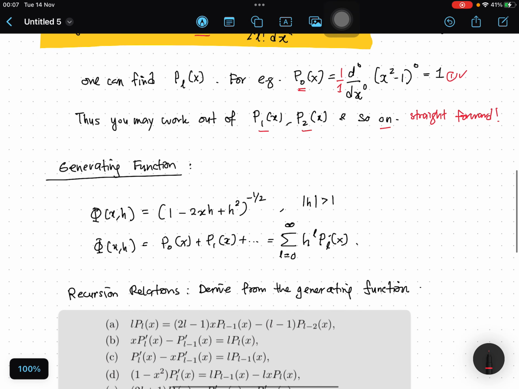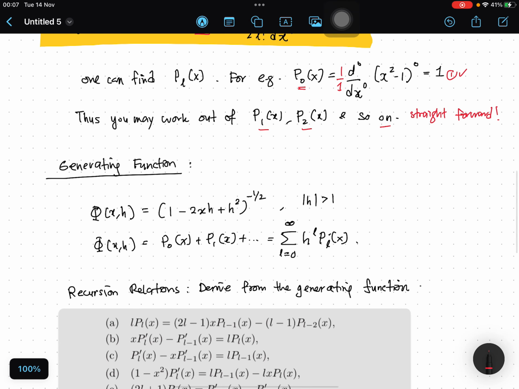Next, we are going to look at the generating function. So you have to focus on these two definitions. Let's say this is equation 2 and this is equation 3. So these are functions of uppercase phi here, functions of two variables, x and h, okay, given by the following: 1 minus 2xh plus h squared to the power of minus half.